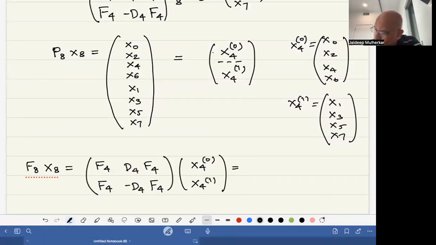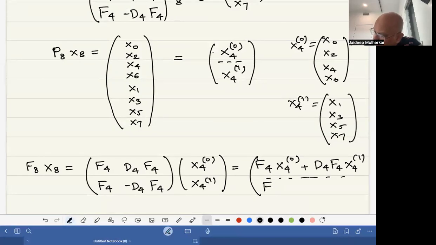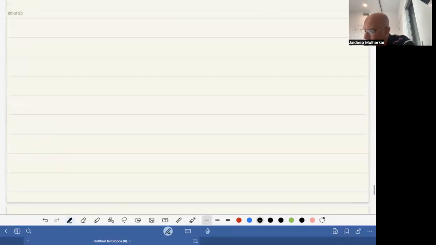So this is going to be equal to F4 x4 of 0. This will be a 4 cross 1 vector, plus D4 F4 of x4 of 1. And then on the bottom, there will be another 4 cross 1 vector to make it an 8 cross 1 vector, F4 x4 of 0 minus D4 F4 of x4 of 1. Okay, so that's step number 1. Now we can recursively do this. So let's see how we can do this.